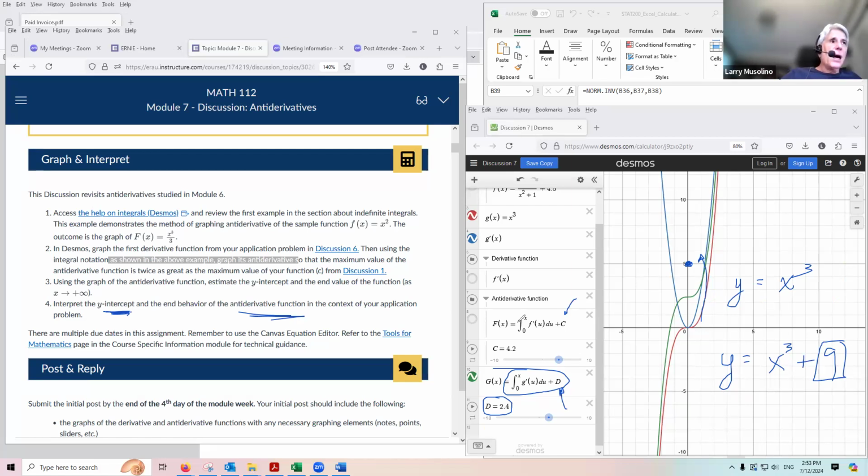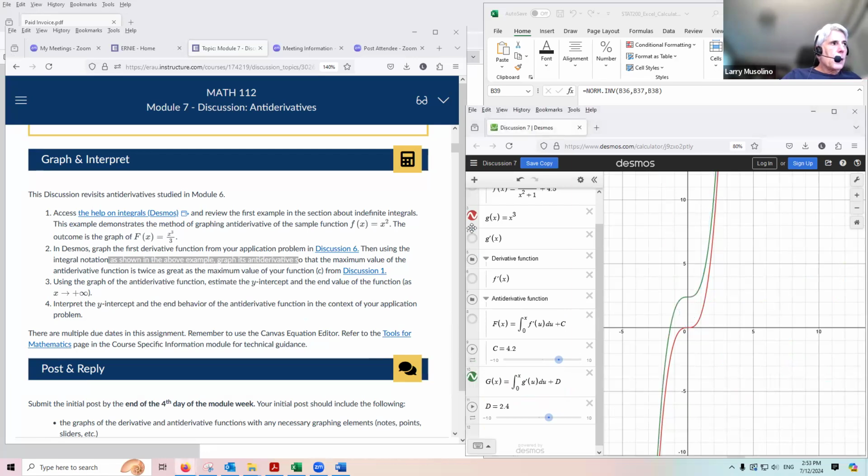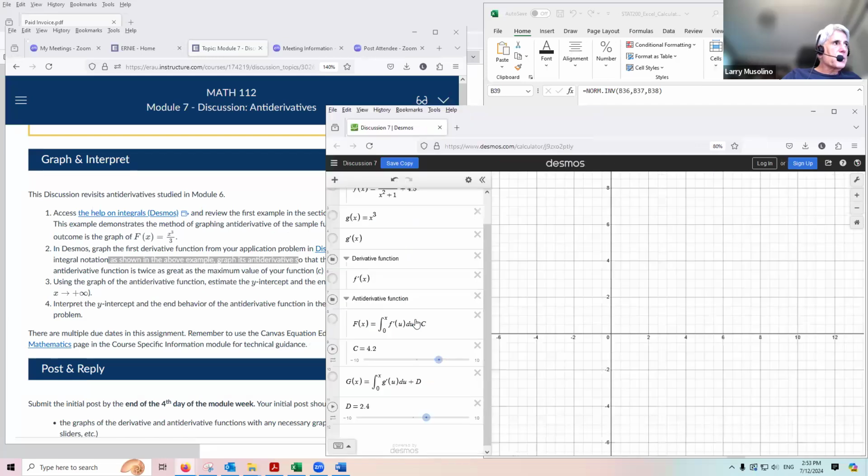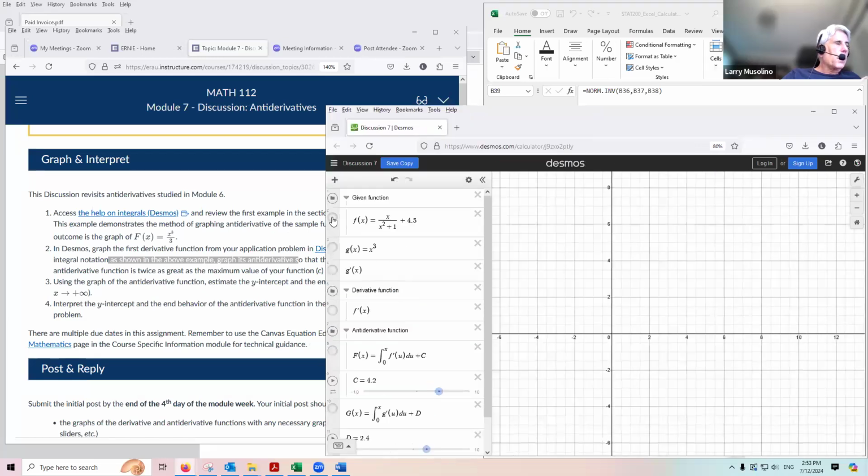Let me do a more complicated example. So let me clear some of this stuff here. Let me turn these off. And let me grab one of the examples from the week 6 discussion. Here it is.